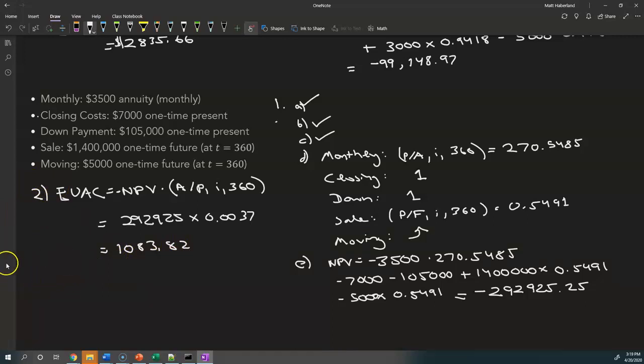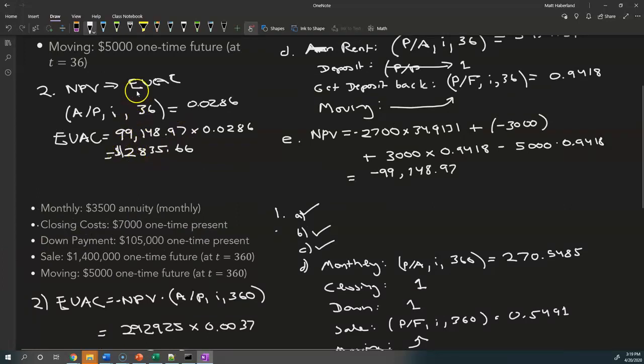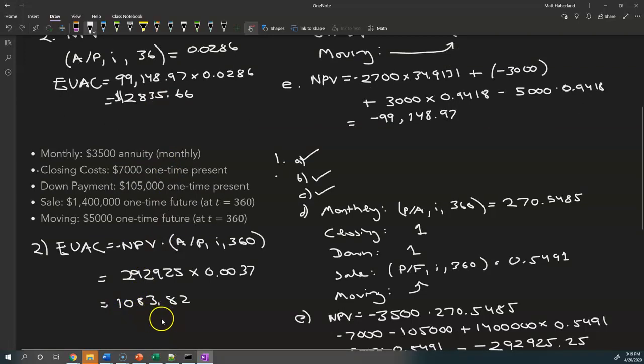So let's compare against our other option. We have the option to have EUAC of $2,835, buying the house $1,083.82. So this has the lower equivalent uniform annual cost, and so it's the better option in our case.